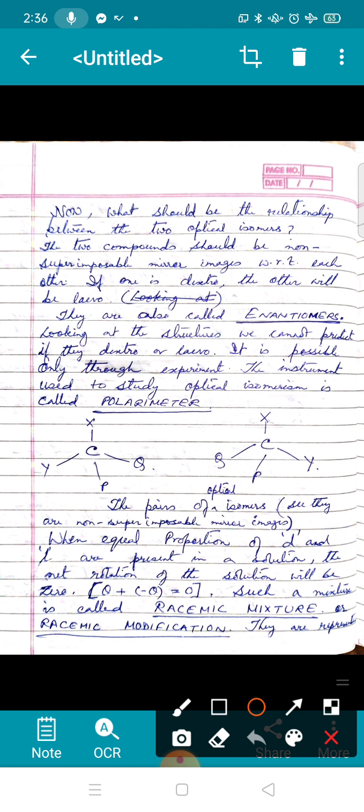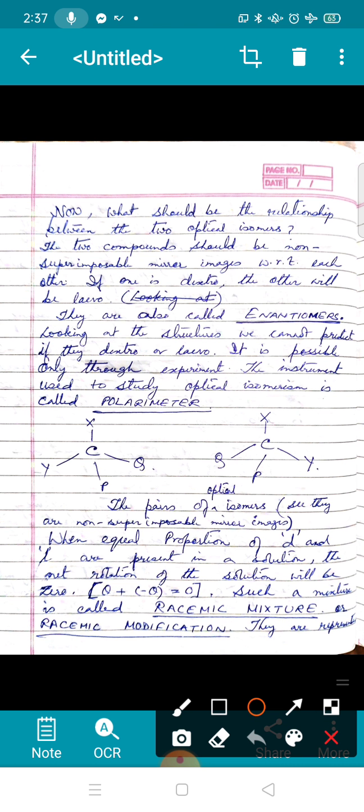It's just like the right hand and the left hand, which can be considered mirror images. You cannot place your right hand over your left hand so that they match exactly. So the right hand and left hand are non-superimposable mirror images. The same thing applies to organic molecules. If two molecules have such a relation, the first condition is they should be mirror images. The second condition is the mirror images should be non-superimposable.